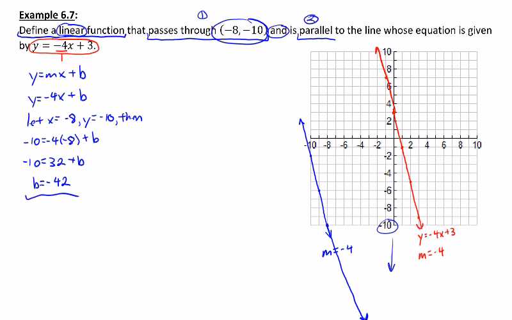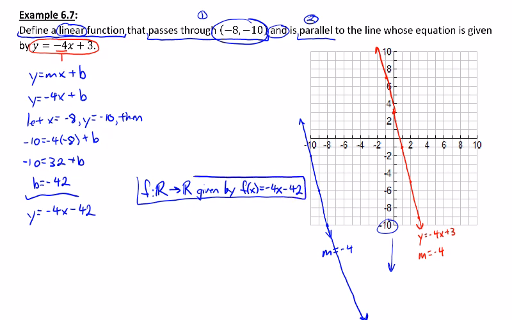So the equation that we're going to use is y equals -4x minus 42. And we'll pick a function name, let's say f, and f will have a domain of all real numbers, given by the equation f of x is equal to negative 4x minus 42. And that's what we're really after there.